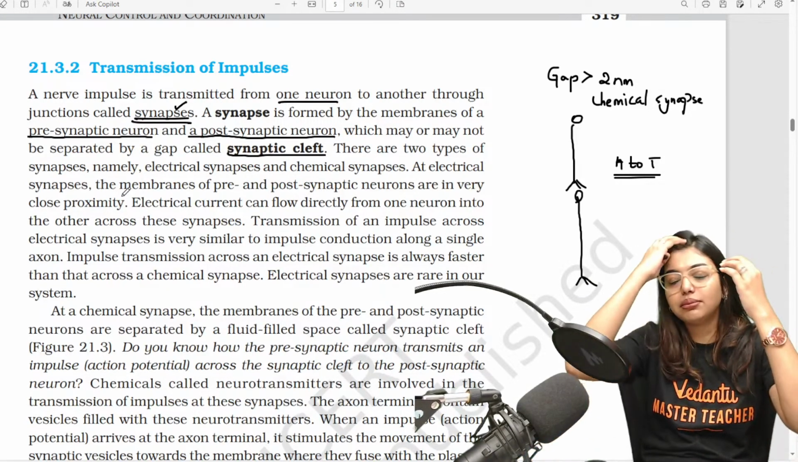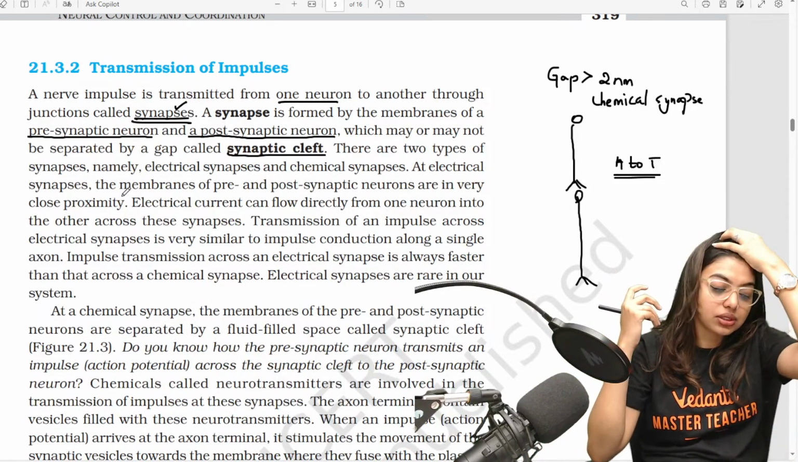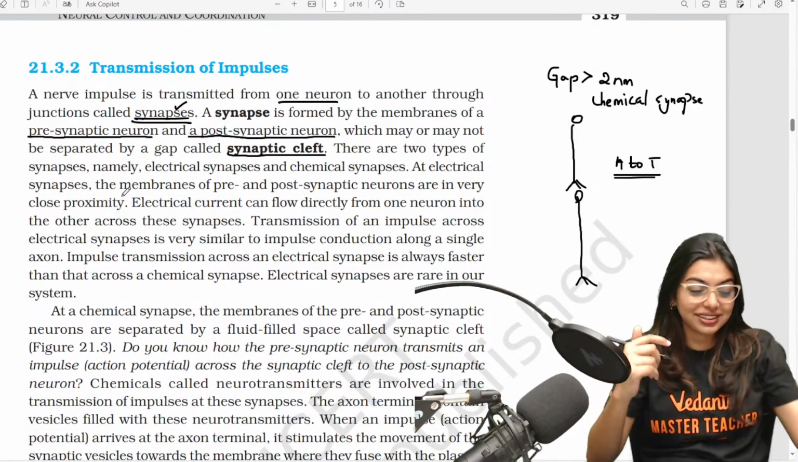So sorry students, again Bangalore weather is changing every 5 minutes, so it's very difficult to survive here with the climate.